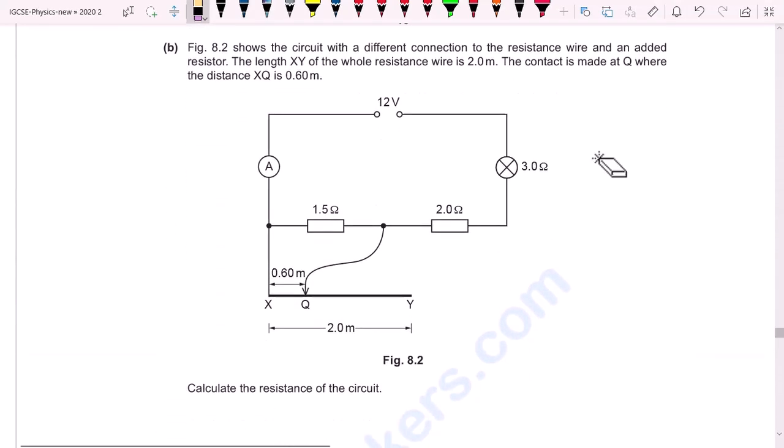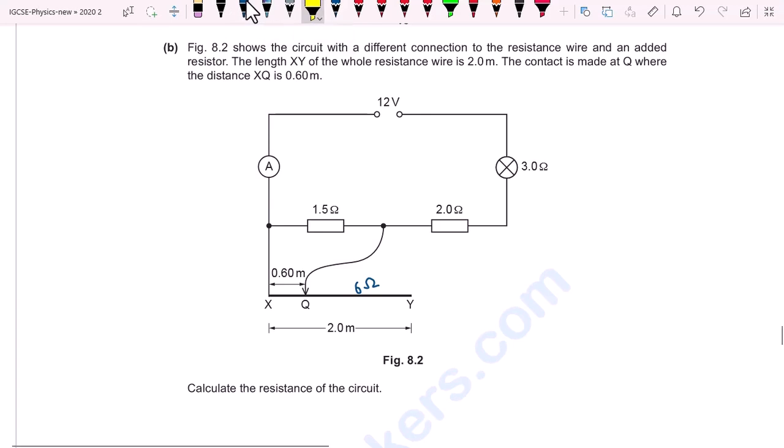Part B. Figure 8.2 shows the circuit with a different connection to the resistance wire and an added resistor. You can see here that there are different resistances and there is a potential difference. Ammeter is also attached here. The length XY of the whole resistance wire is 2 meters. The resistance between X and Y is 6 ohms from the previous circuit. It is 6 ohms and the length of this wire is 2 meters.